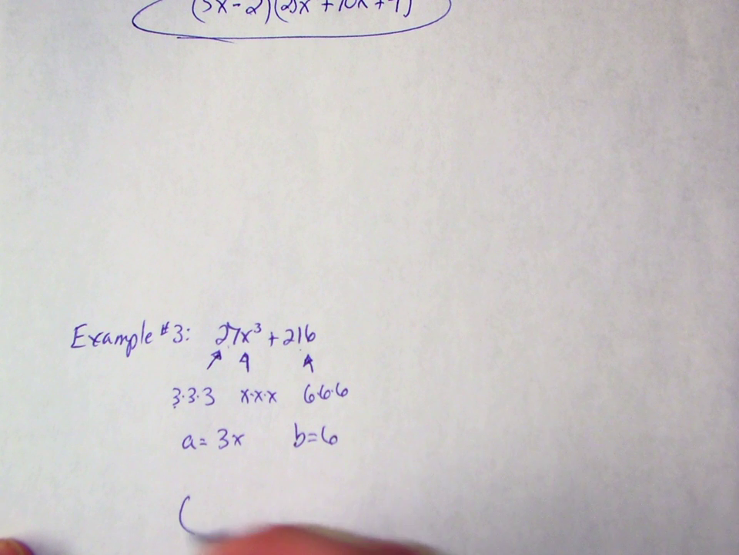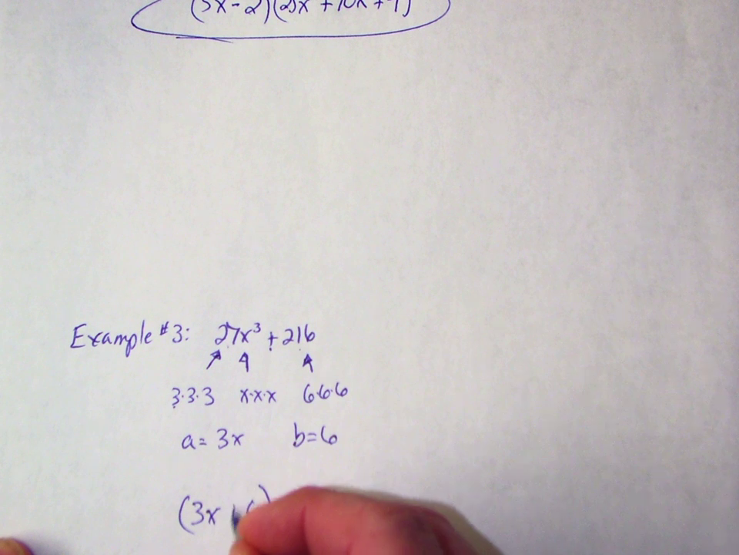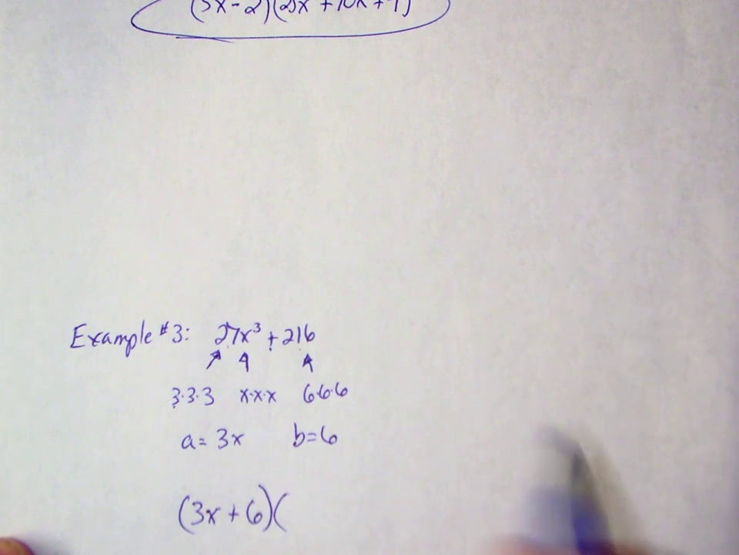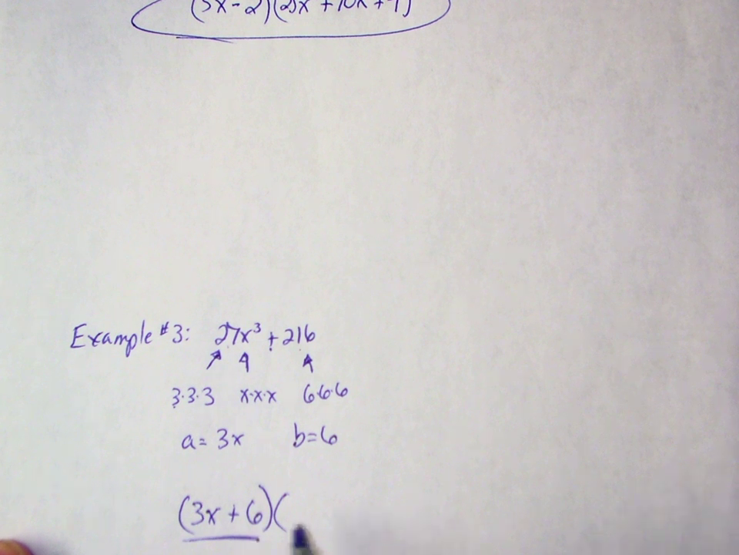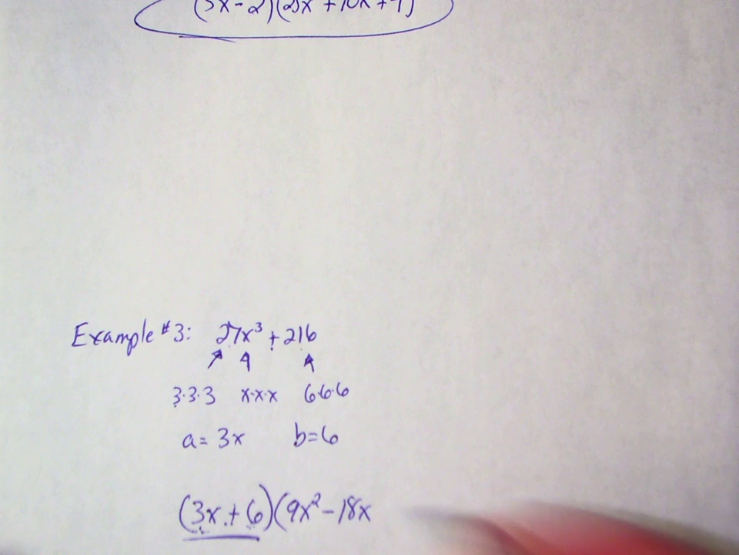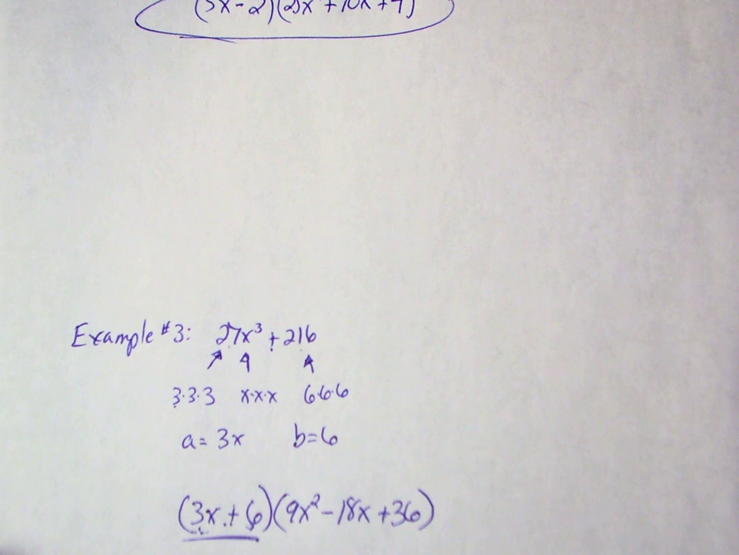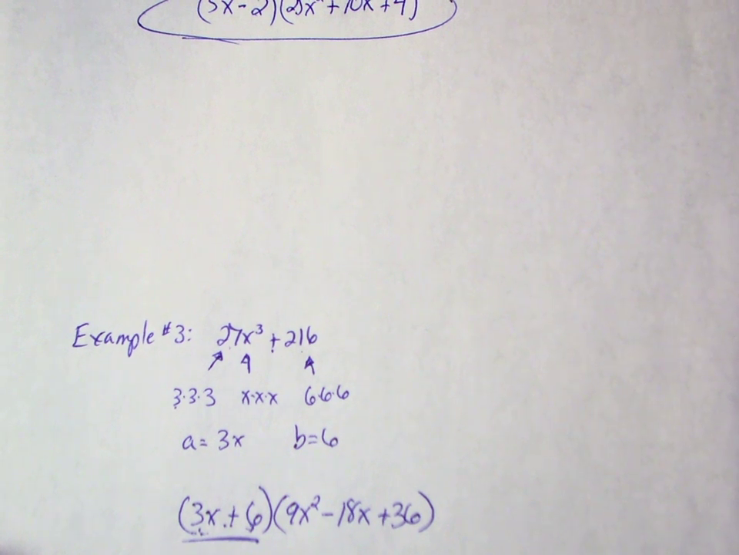Okay, so here we go. For a and b, the sign stays the same. So that's a plus, that's a plus. Now the rest of the thing is based upon what you have here, if you haven't caught on yet. You take the first term, you square it. So that's 9x squared. Change the sign. Multiply the two terms. So 3x times 6 is 18x. Square the last term. So that will be 36. And there we go. We have factored using sum and difference of cubes.